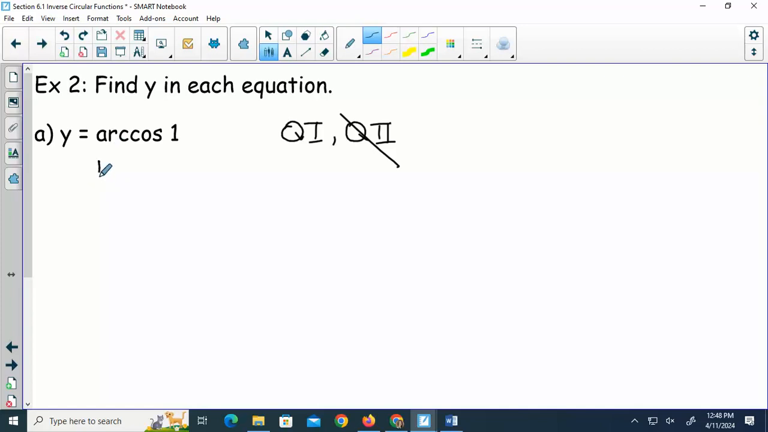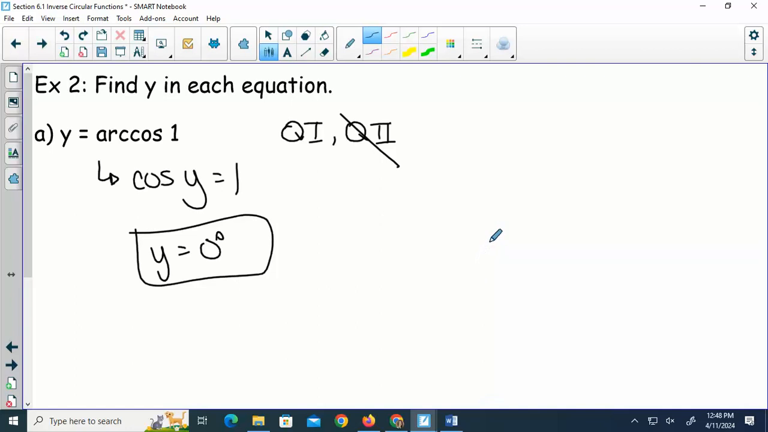Alright, so the meaning of an inverse, it's saying cosine of y is equal to 1. Because the problem started as an inverse, you can only give me one answer. I need a single time between quadrants 1 and 2 when cosine is equal to 1. 0 degrees, or 0 radians. Would you write 0 radians? Just 0 with no unit on it.